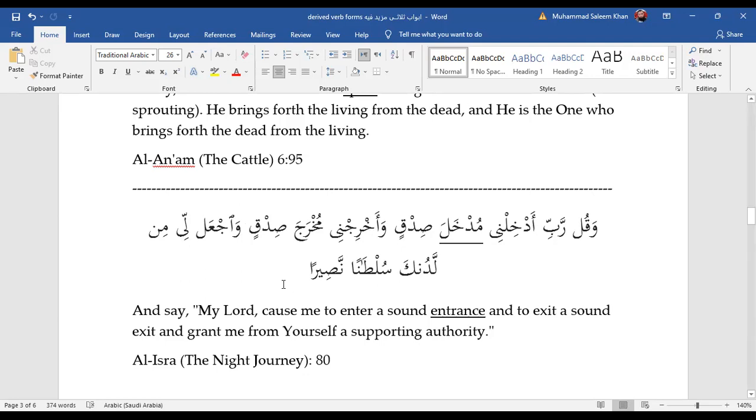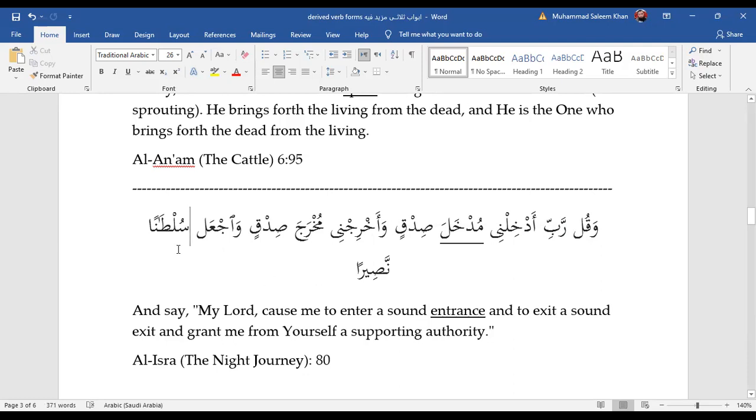So even if we take out this one first, let's say we take out for the time being min ladunka, for example, we take it out. So waj'al, fa'il, plus fa'il, and sultan and nasira maf'ul bihi.